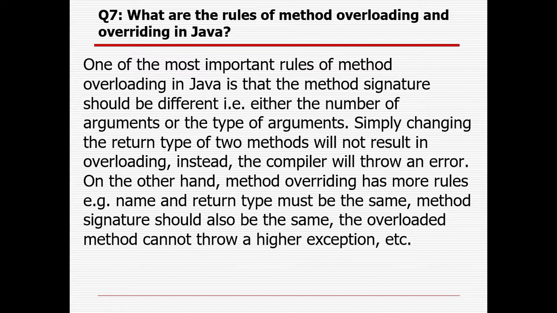On the other hand, method overriding has more rules. For example, name and return type must be the same. Method signature must also be the same. The overriding method cannot throw a higher exception, etc.